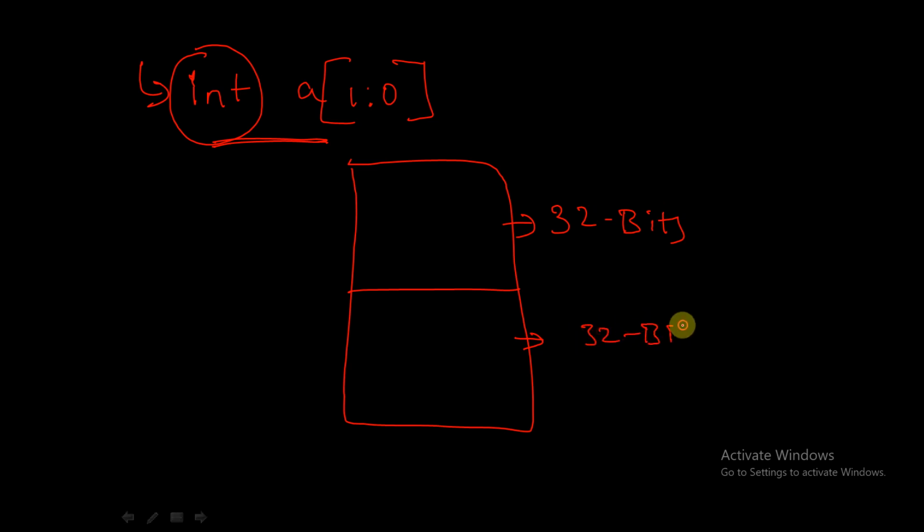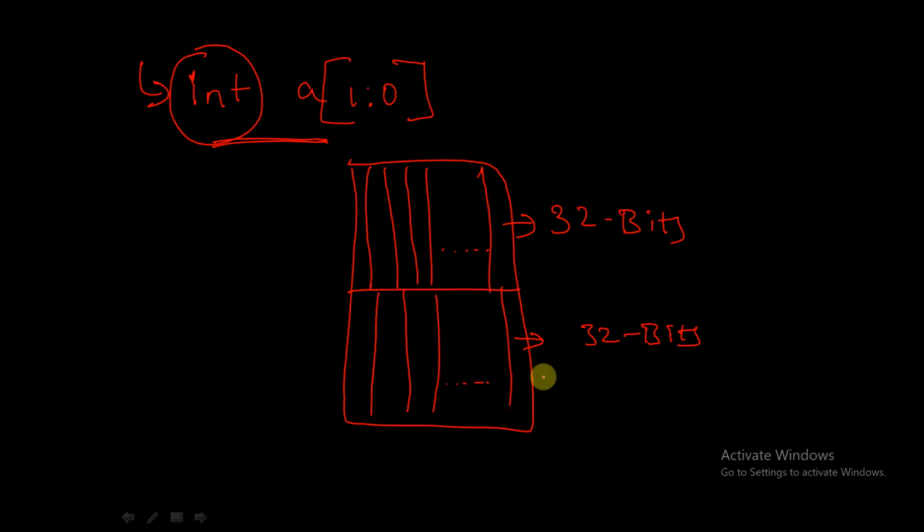Is it clear? Like this, the 32 bits will be stored. Now tell me one more thing. Let's say in this first location, if I want to access the fourth bit, is it possible to access the fourth bit in the first location in the case of unpacked arrays? No, it is not possible.